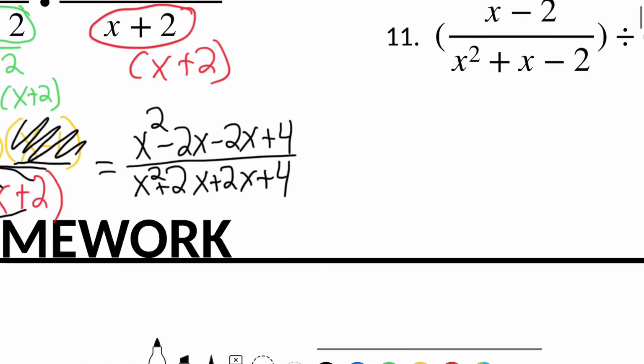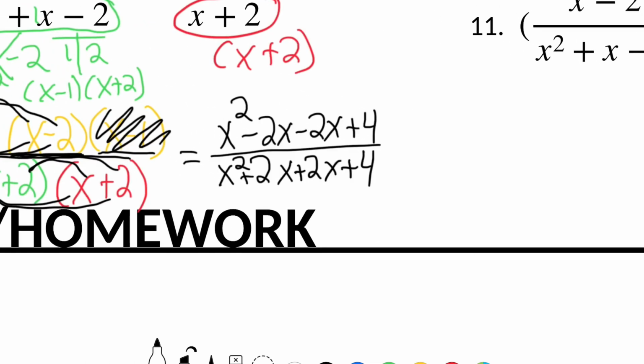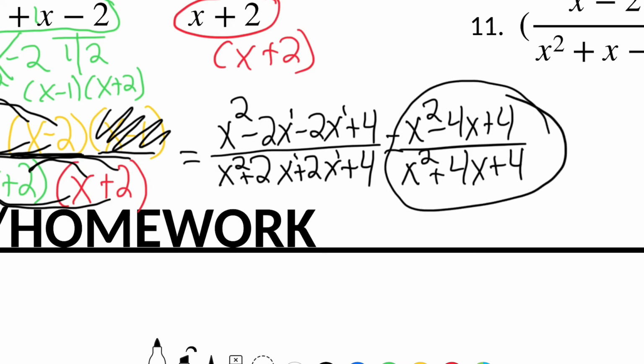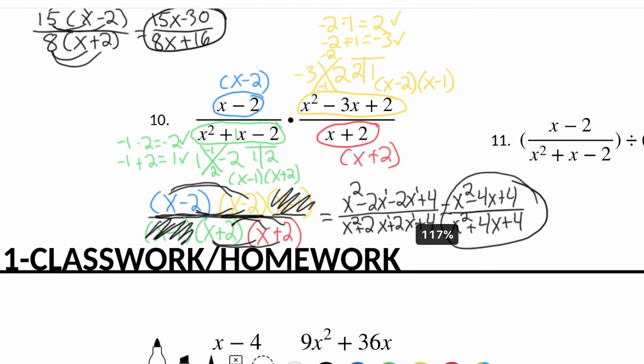We're going to simplify this one more time. So we have x to the first and x to the first, so they are like terms. So we do have to combine like terms. Same thing in the denominator. We get positive 4x plus 4. So this is our answer for number 10.